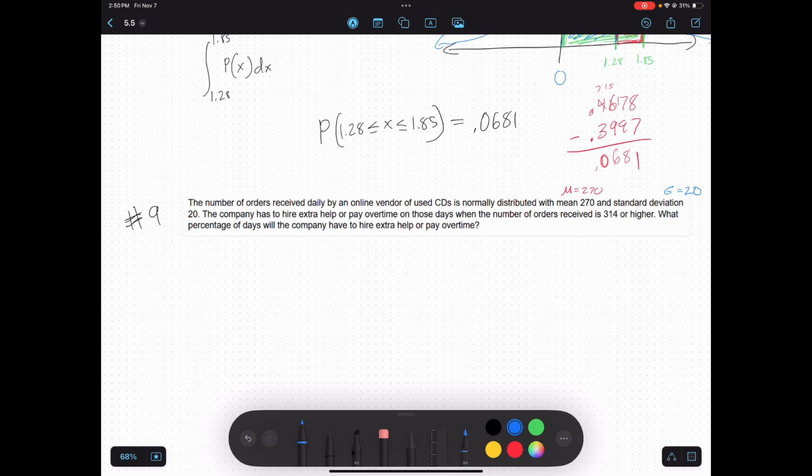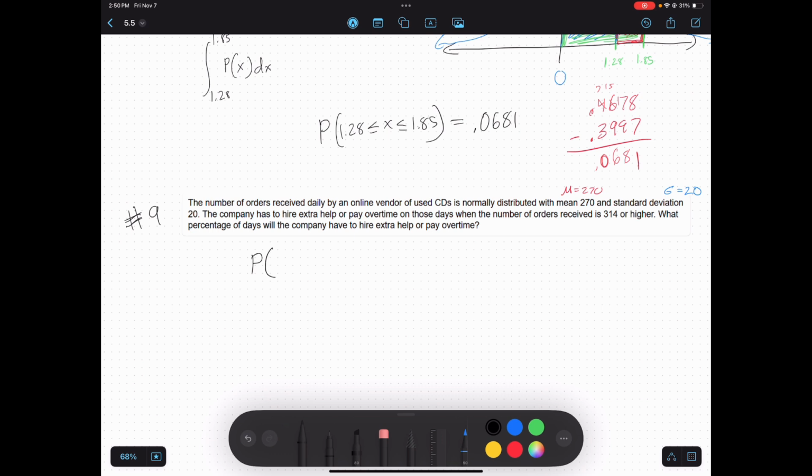I have a specific mean and a specific standard deviation for this situation. So now let's look at what this is asking. The company has to hire extra help or pay overtime on those days when the number of orders received is 314 or higher. What percentage of days, or what's the probability that the company will have to hire extra help or pay overtime? What does that mean I'm looking for?